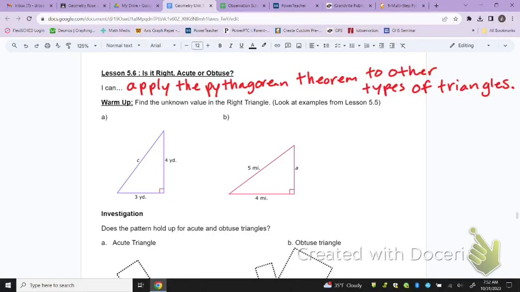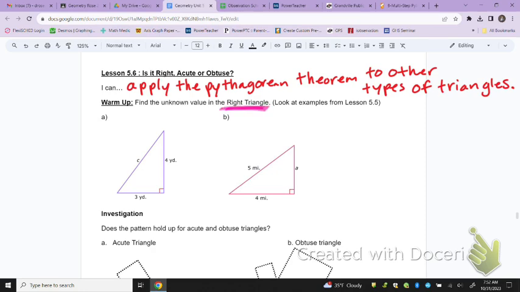You should be on page 16 of your Unit 5 packet. We are going to discuss how can I apply the Pythagorean theorem to other types of triangles. So yesterday we just did right triangles.